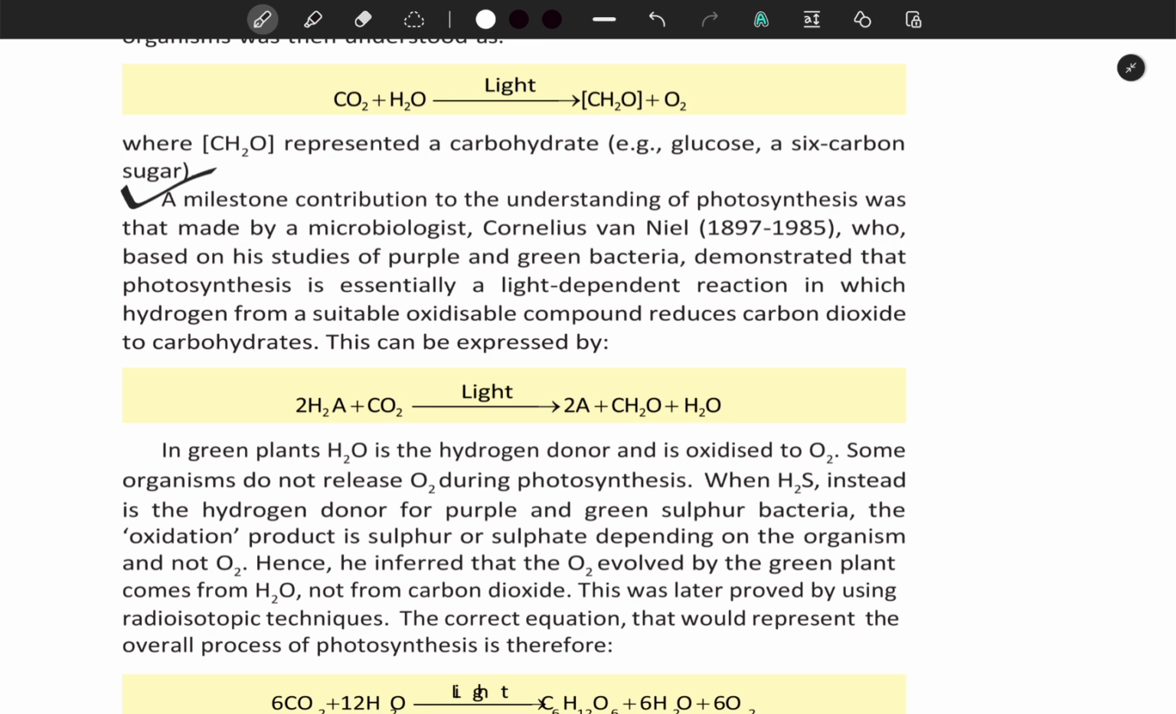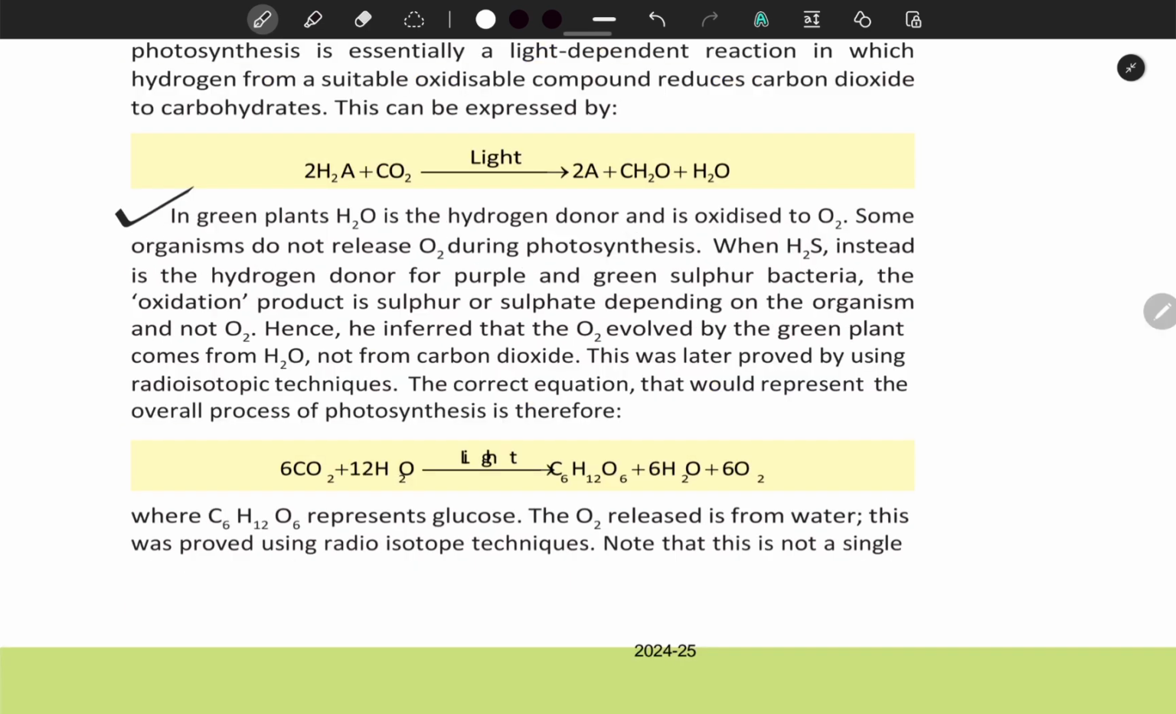This can be expressed by 2H2A plus CO2, in the presence of light, forms 2A plus CH2O plus H2O. In green plants, H2O is the hydrogen donor and is oxidized to O2. Some organisms do not release O2 during photosynthesis, when H2S instead is the hydrogen donor, for purple and green sulfur bacteria. The oxidation product is sulfur or sulfate depending on the organism, and not O2. Hence, he inferred that the O2 evolved by the green plant comes from H2O, not from carbon dioxide. This was later proved by using radioisotopic techniques.